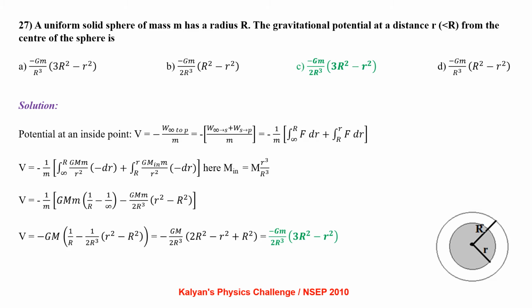This integration process can be divided into two parts. One is from infinity to the surface of the sphere, another one is from the surface to the point of consideration P. That is minus 1 by m, integral infinity to R of F dr plus integral capital R to small r of F dr. Go through the process of integration carefully. If possible, do it on your own. The final answer comes out to be minus GM by 2R cube times 3R square minus r square.